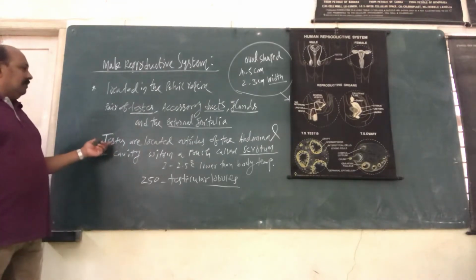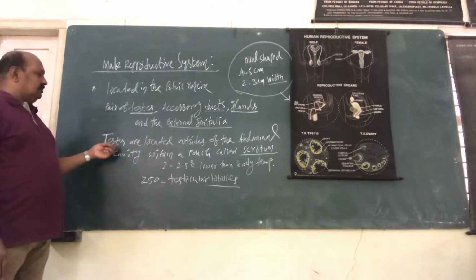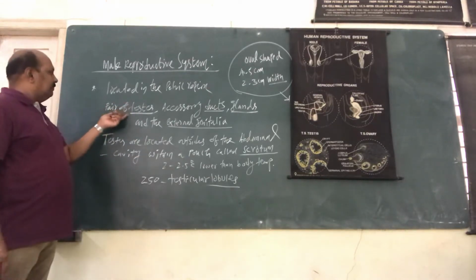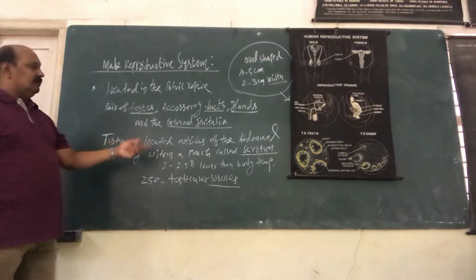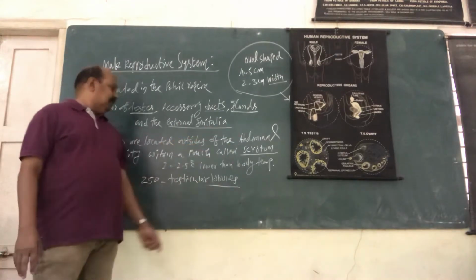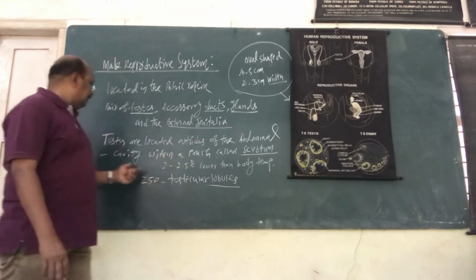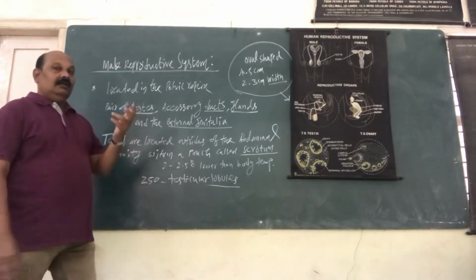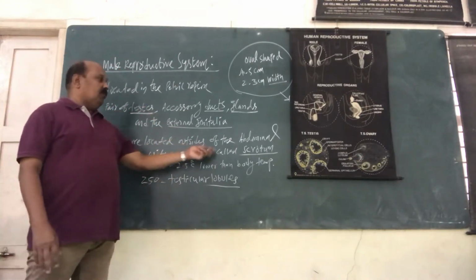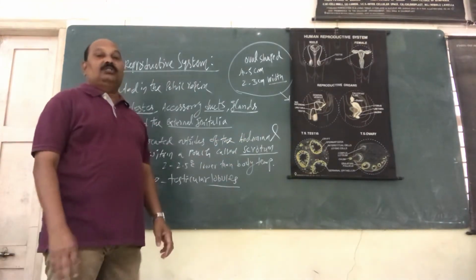Now, the whole system, that means the first one, the pair of the testes, is located outside of the abdominal cavity. Testes are located outside of the abdominal cavity within a pouch called the scrotum. Within a pouch called scrotum.